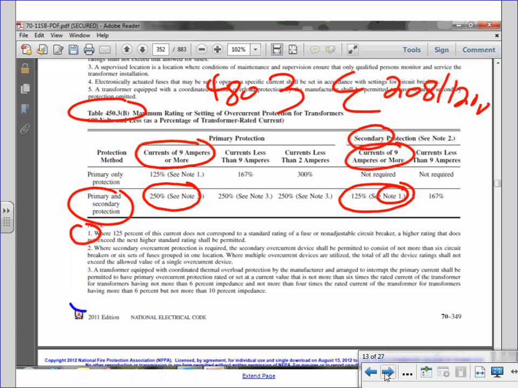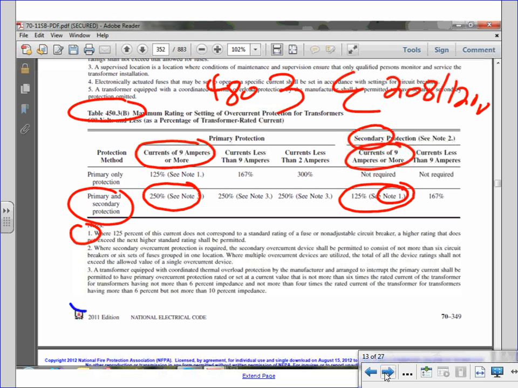Current 9 amps or more. Do I have more than 9 amps on the primary side? Yeah, it was more than 9 amps. So I'm here. Then you have primary only protection. You either put primary only protection or primary and secondary protection. You default to primary and secondary protection. And so what's your multiplier? 250. Do you guys see note number 1 here? There is note number 1 here, so you have to go down.